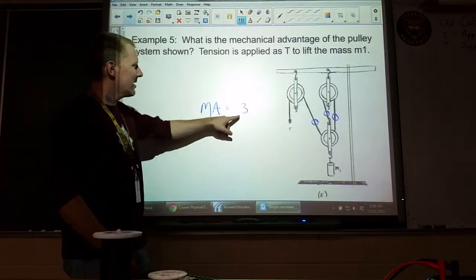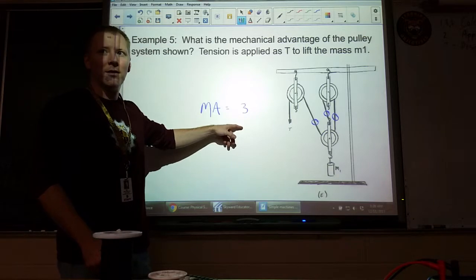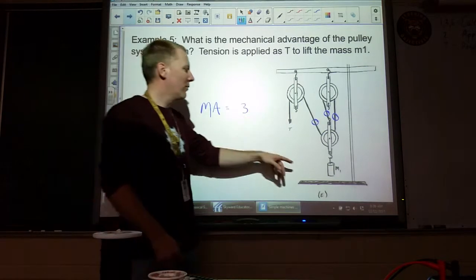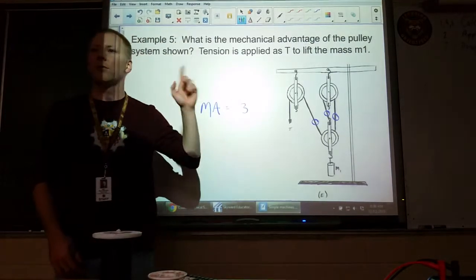What this means is that it's greater than 1. It's easier to lift this than normal. It's 3 times less, 1/3 of what you'd normally say. So if this were 3 pounds, you'd only have to apply 1 pound of force to the rope. That's all we have to do.